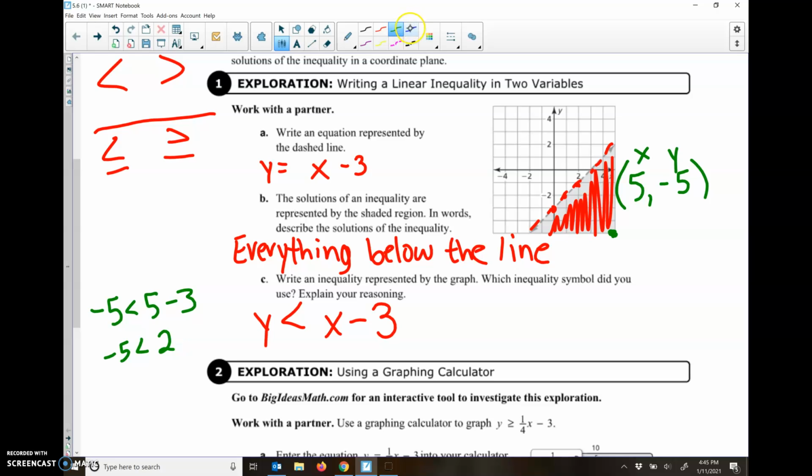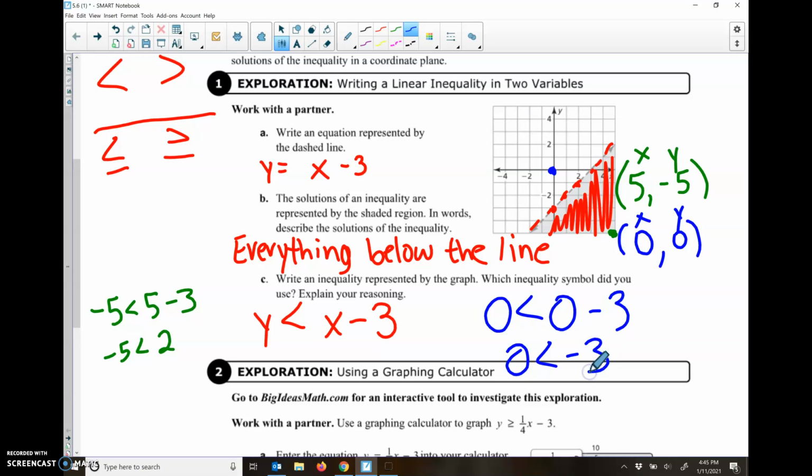If I picked a point that's not shaded, we'll just make this easy and pick 0, 0. So 0, 0 is not shaded. If I plug that in, this shouldn't be true. So let's do it again. So y is 0, is less than x is 0, minus 3. 0 is less than -3. Well, there we go. That's not true. 0 is not less than -3, so it is not true.